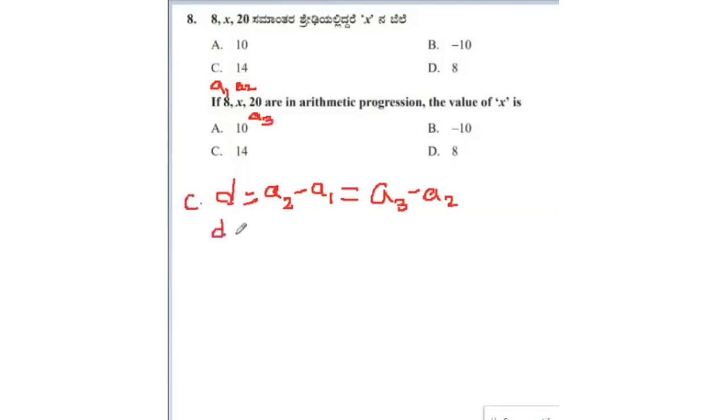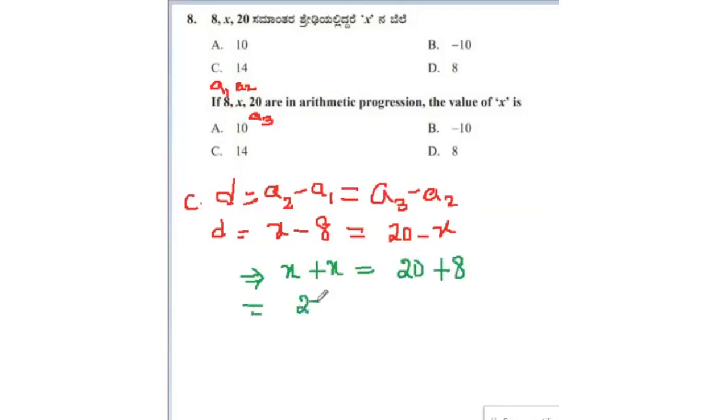Using the common difference formula, I am replacing a2 with x, a1 with 8 and a3 with 20. I am going to move all the x terms together and the numerical values together. Minus x moves to the other side and becomes plus x, and 20 stays as it is. Negative 8 goes to the other side and becomes positive 8. x plus x is 2x, 20 plus 8 is 28. As we have to find the value of x, the multiplication moves to that side and becomes division. 28 by 2 is 14. The correct option for this question is C, 14.